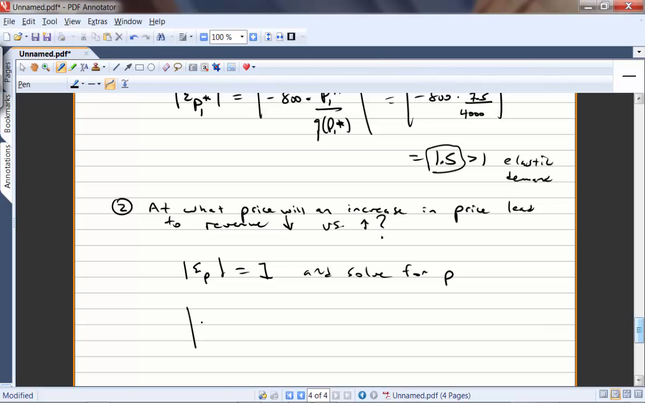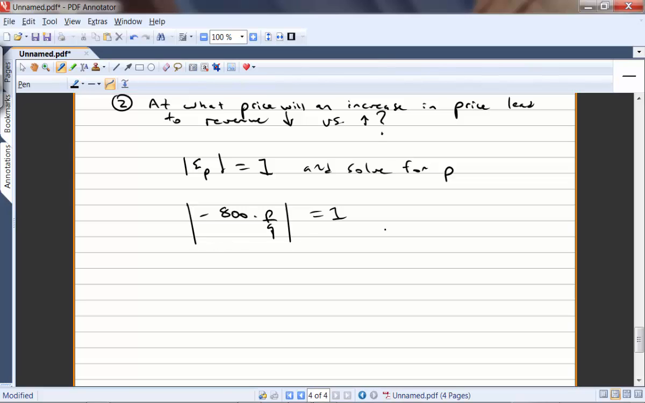So the price elasticity of demand for our example is negative 800 times P over Q. We're setting it equal to 1, solving for P. But this equation right here has two variables, two unknowns, right? If you have two unknowns, you have to have at least two equations. So we can make it to where we only have one unknown though, right? We can rewrite Q as a function of P. We know that Q is 10,000 minus 800P. Now we can solve the equation for P.